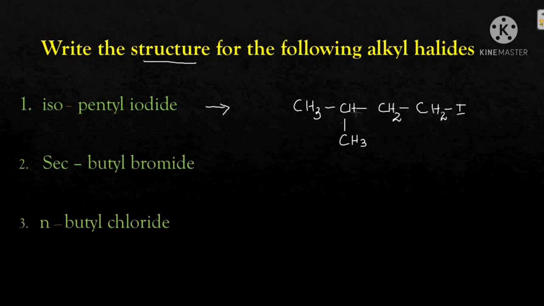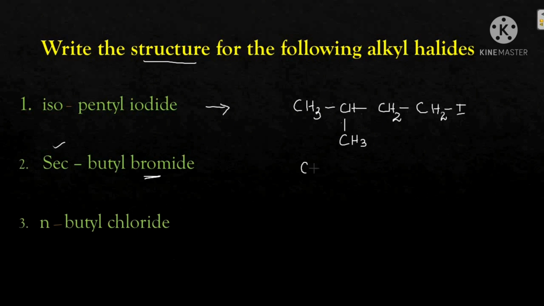Hope you might have understood. See here, what is iso? Iso means a methyl group will be attached to a carbon atom which is next to the end carbon. Of course, here we are having a methyl group near the end carbon, right? So this is the structure. Next, secondary butyl bromide. Secondary means the functional group will be attached to a carbon atom which is attached to 2 more carbon atoms. That is a secondary carbon atom. So the functional group will be attached to the secondary carbon atom.